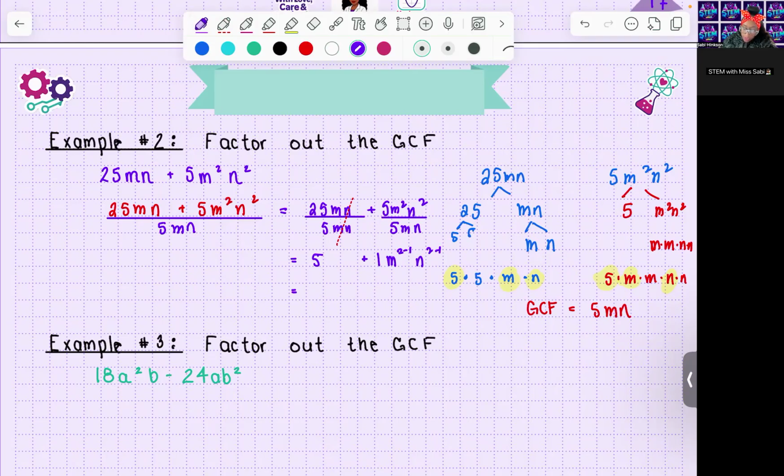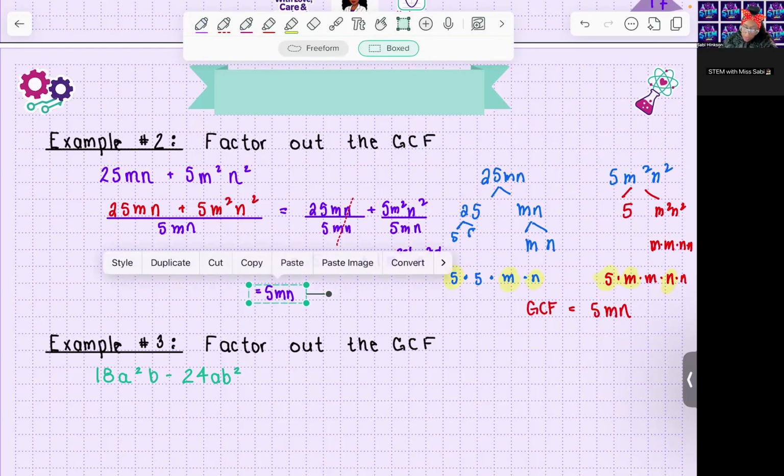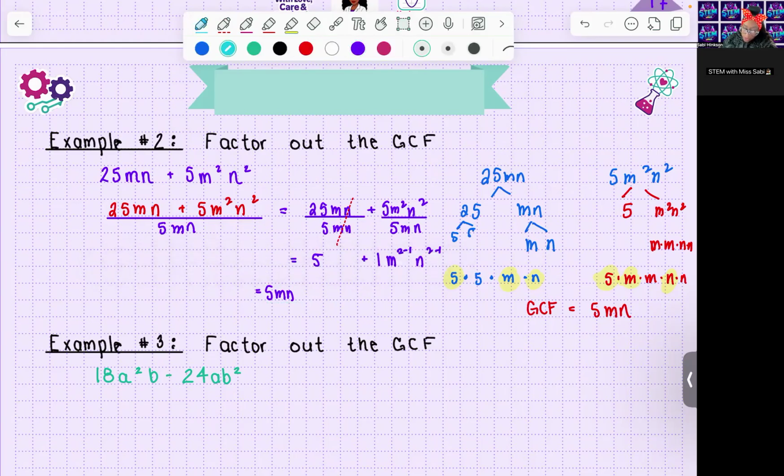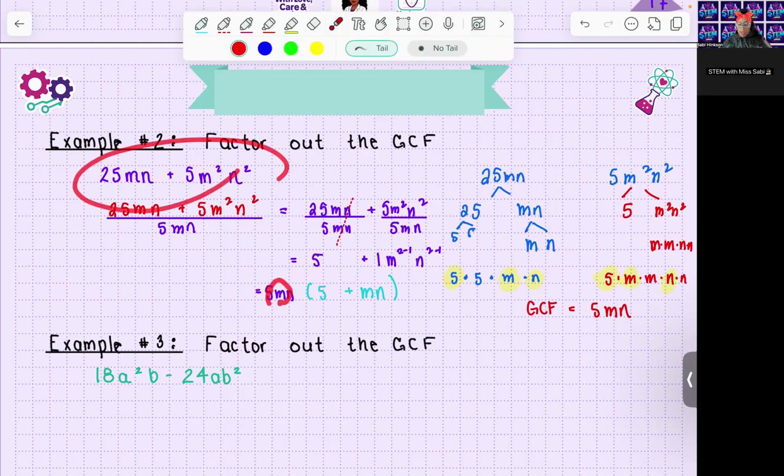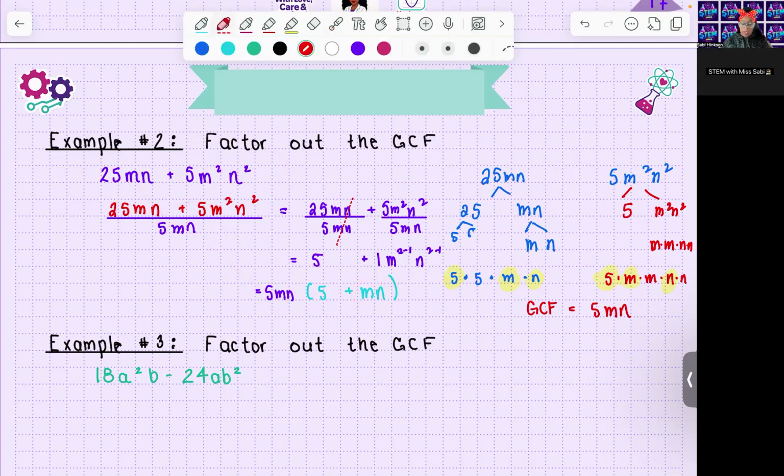So remembering the GCF was 5mn, right? So that's what I took out. And then now I'm going to write the quotient in the brackets, which is 5 plus mn. So this is it factored. If I check it back to make sure I get this, 5mn times 5 is 25mn, which is that. And then we have 5 times mn, so that would be m squared, n squared. So that is your factored answer.